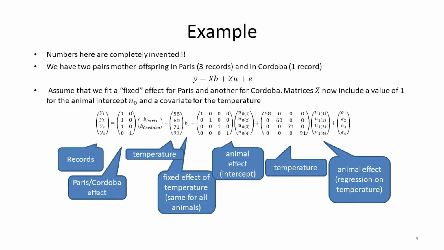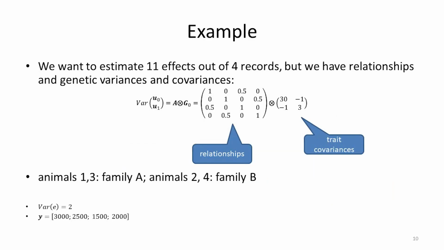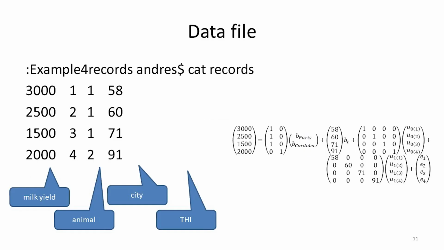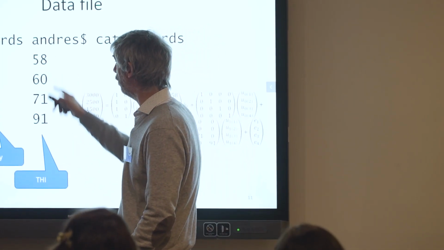So this is the same example, right? We have the records: we have temperatures, we have cities, and we have animals. And we have these variances and covariances. So the first thing that we need is a data file. I wrote this on my computer. It's a Mac, so it has Unix inside. So I wrote this records file. It's not very difficult because it has just 4 lines.